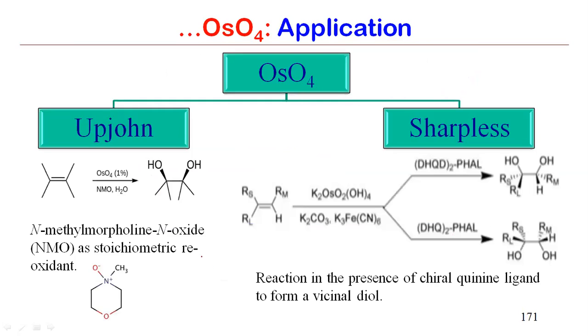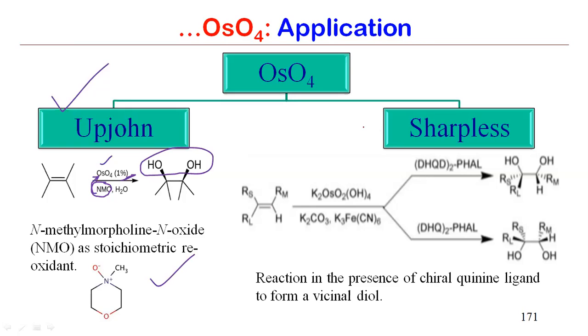All right. So what happens in Upjohn dihydroxylation is that we are using osmium tetroxide, 1%, a very small amount, but we are using N-methylmorpholine N-oxide, NMO, as an oxidant. So it regenerates the osmium plus 8 species, and we get a high yield of the dihydroxylation compound.